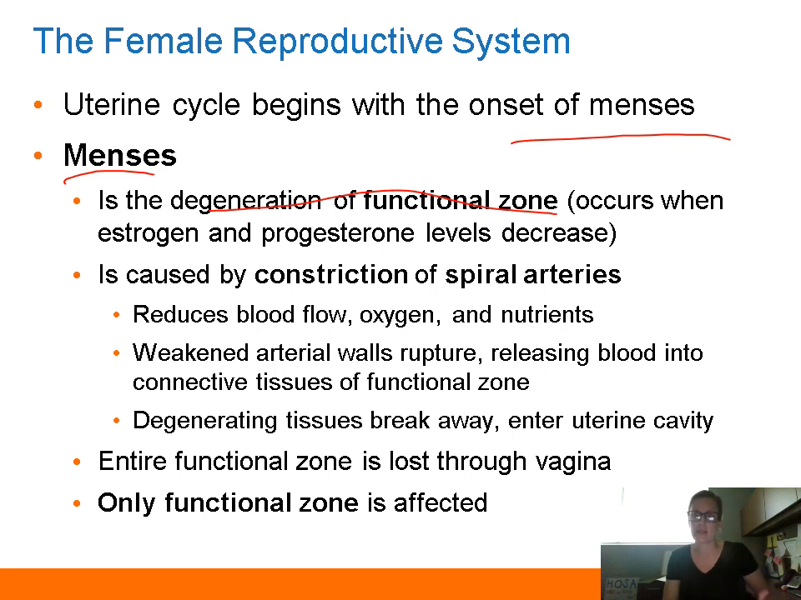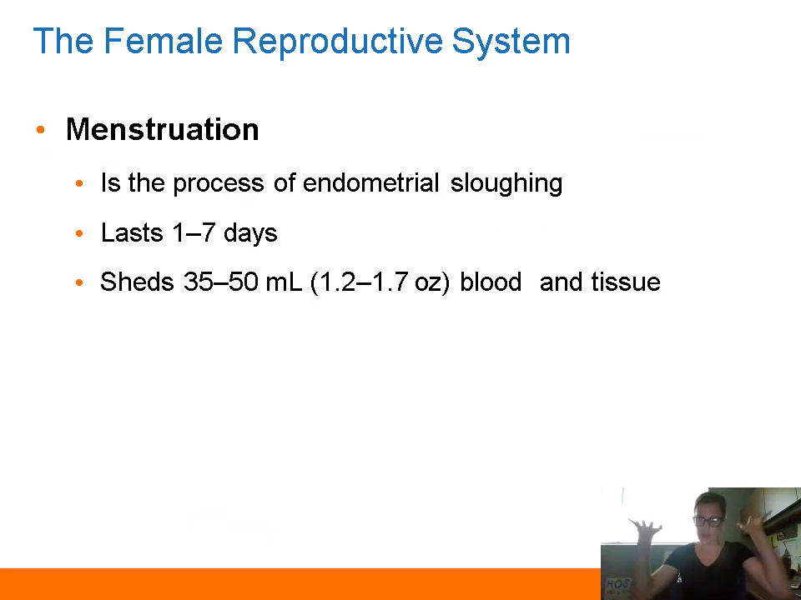The tissue and blood leave the uterine cavity and exit through the vagina. So there's blood and tissue that breaks away from the uterine wall into the cavity and then out through the cervix and through the vagina. The entire functional zone is lost by the end of menses. But only the functional zone is affected. So the basilar zone of the endometrium is not affected, but the whole functional zone is lost during menses. And again, this marks the beginning of the uterine cycle. So we get rid of what was there at the beginning of the uterine cycle.